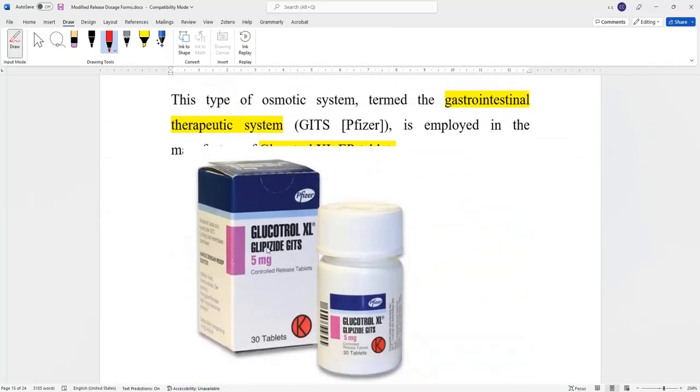This glibizide tablet is used for ايش for diabetic patient type 2. اوكي اسمه البرودكت جلوكوتورول XL.